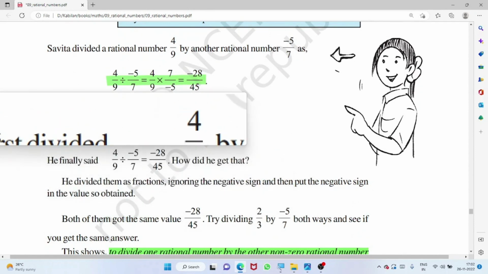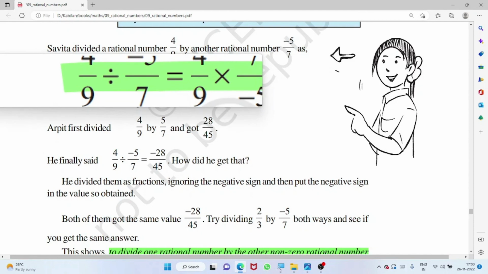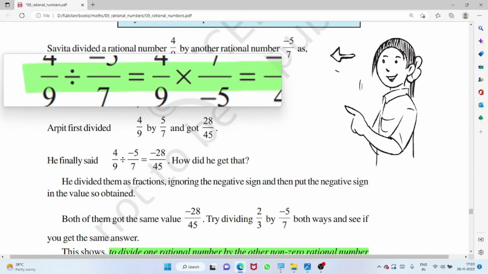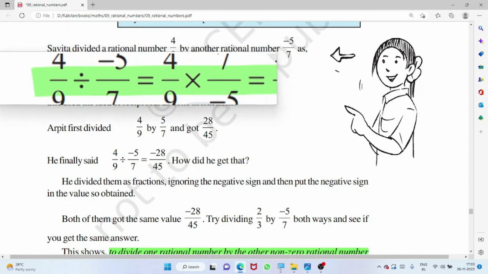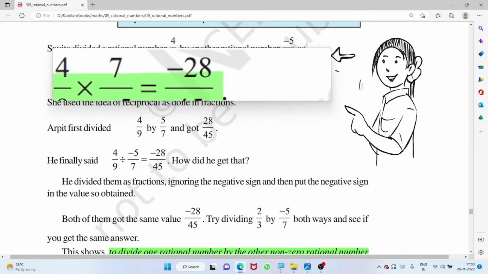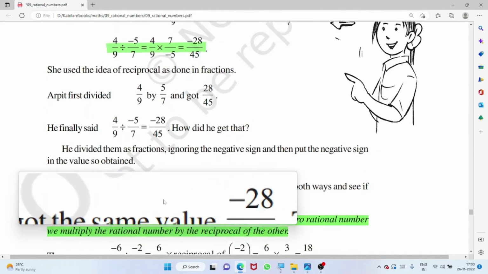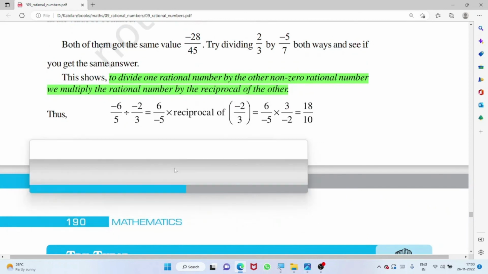See here, 4 by 9 divided by minus 5 by 7. So 4 by 9 is written as it is, and this we take the reciprocal and multiply. Minus 5 by 7 will become 7 by minus 5. So this is the answer. To divide one rational number by another non-zero rational number, we multiply the rational number by the reciprocal of the other.